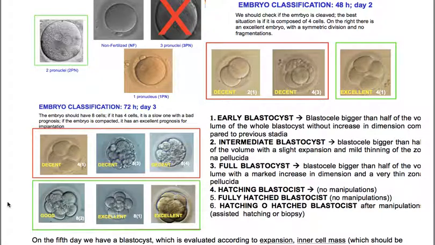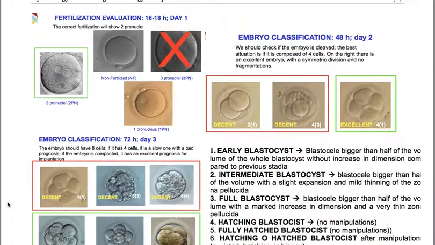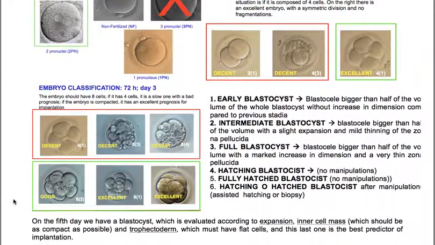Okay, we have an early blastocyst, that is, a blastocele bigger than half of the volume of the whole blastocyst, without increase in dimension compared to previous stages. This is the embryo classification. We can have an intermediate blastocyst when the blastocele is bigger than half of the volume, with a slight expansion and mild thinning of the zona pellucida.